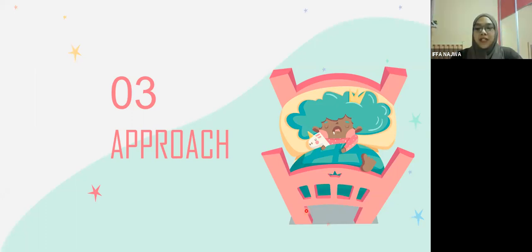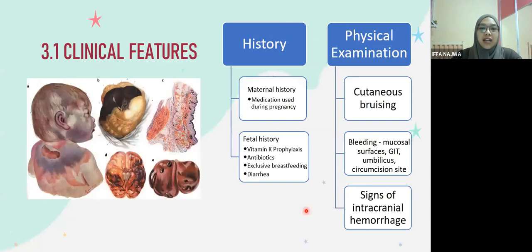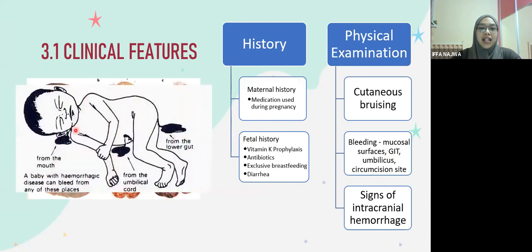So, how do we approach the bleeding newborns? For history, as I mentioned, you have to ask about all the risk factors, like maternal medication use during pregnancy, and also for the fetus, you have to ask about vitamin K prophylaxis, and also if there is any use of antibiotics, or if the baby has diarrhea, or the feed is exclusive breastfeeding. On physical examination, you should not miss any bruises or bleeding, and it can occur anywhere through the mucosal surfaces, GIT, umbilicus, or circumcision site. It can bleed from anywhere.